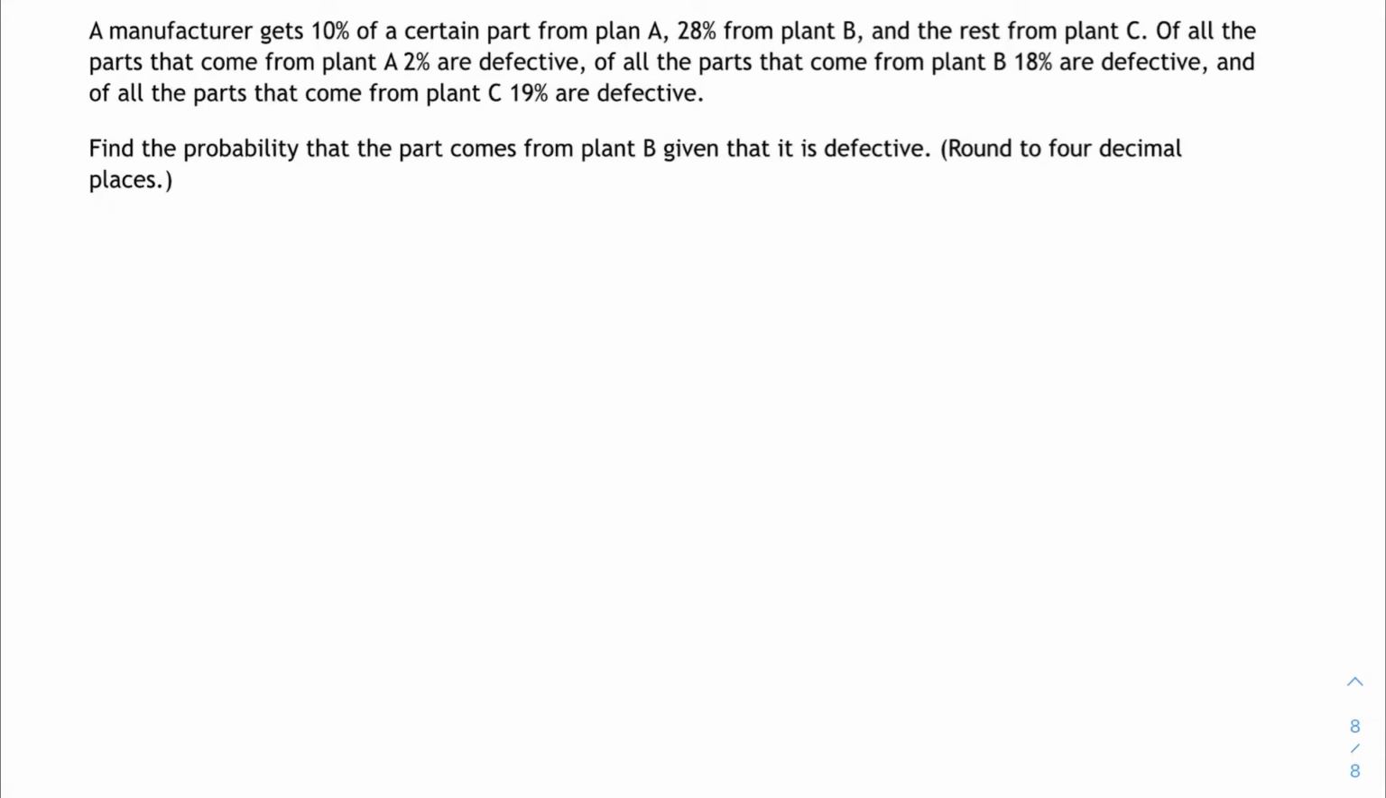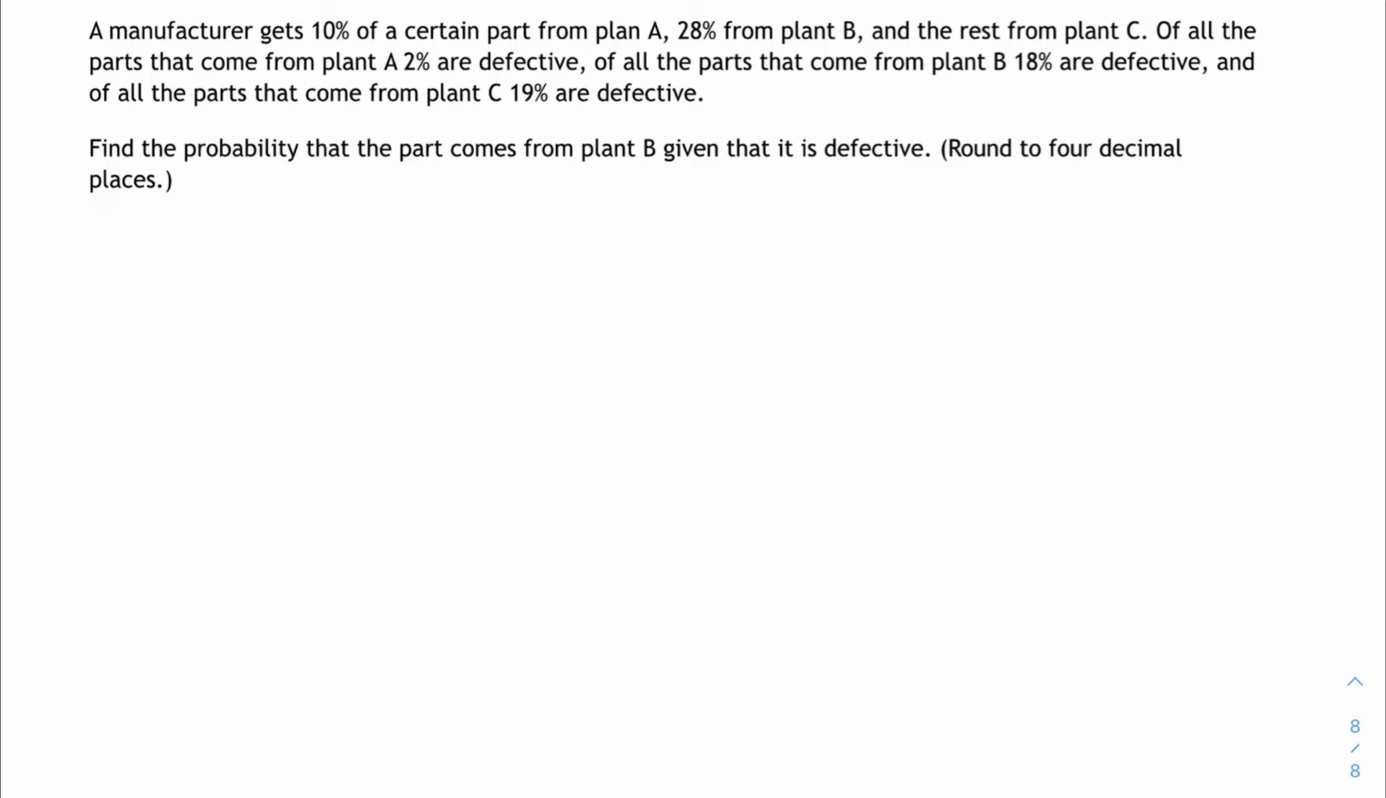A manufacturer gets 10% of a certain part from plant A, 28% from plant B, and the rest from plant C. Of all the parts that come from plant A, 2% are defective. Of all the parts that come from plant B, 18% are defective. And of all the parts that come from plant C, 19% are defective. We need to find the probability that the part comes from plant B given that it is defective.